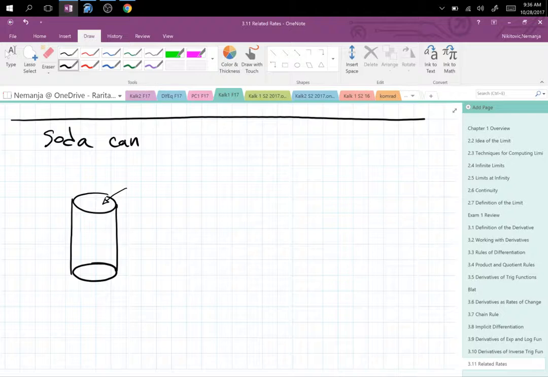Alright, fine. I'm going to Google dimensions of a soda can. Oh, kill me now. 4.83 inches high and 2.13 inches in diameter. Ha! So I'm going to use 2 and 5.